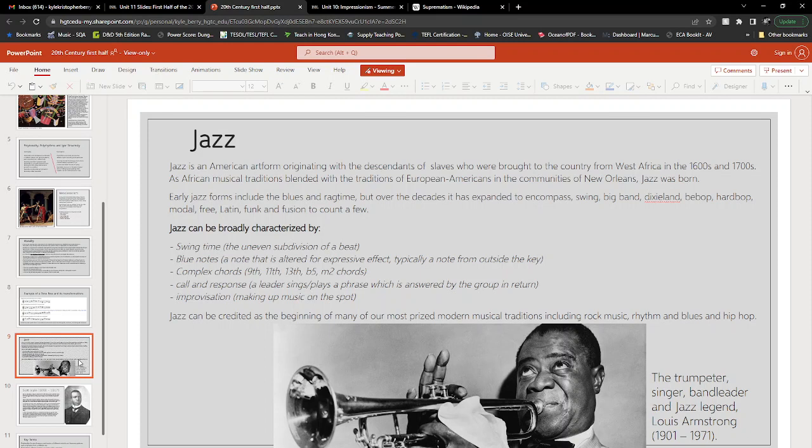Early jazz forms include the blues and ragtime, but over the decades it's expanded to encompass a wide range of subgenres: swing, big band, Dixieland jazz, bebop, hard bop, modal, free, Latin funk, fusion, on and on and on. Some of the characteristics of jazz, and again, I hope that for each of these you're thinking, how does this style reinterpret old ways of doing things and tweak them to be slightly new.